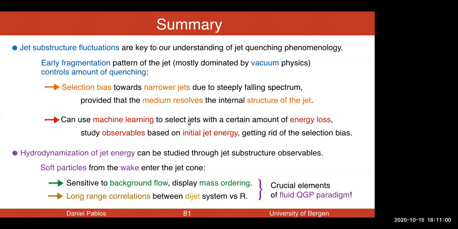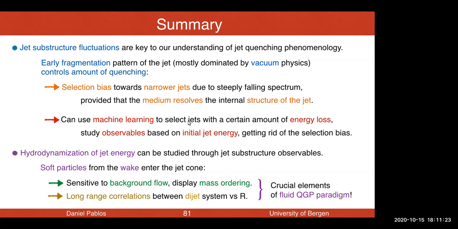We have used machine learning to select jets according to energy loss so that we can plot observables in terms of the initial energy, for example, and we get rid of the selection bias. I also discussed the randomization of jet energy. So this is a very rich subject. It's being developed right now.